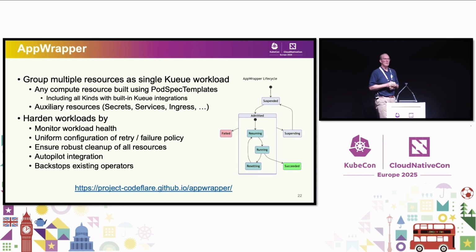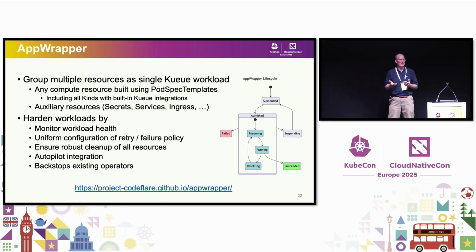A second thing, one of the projects we built within IBM Research is this thing called App Wrapper, and this came out of our experience of running these more complex workloads. And App Wrappers really do two things for us. One of the things they do is they allow us to group multiple resources that logically belong together into a single workload that we can then hand to Kueue to manage.